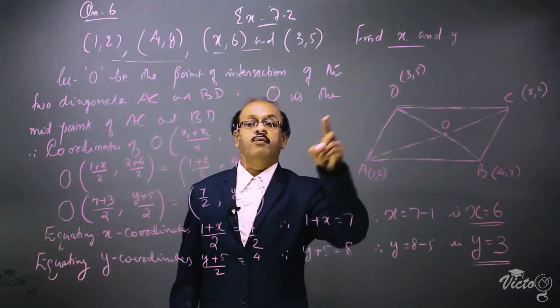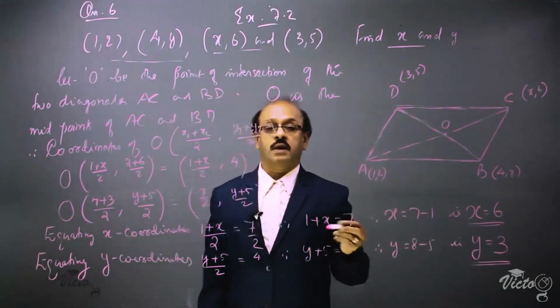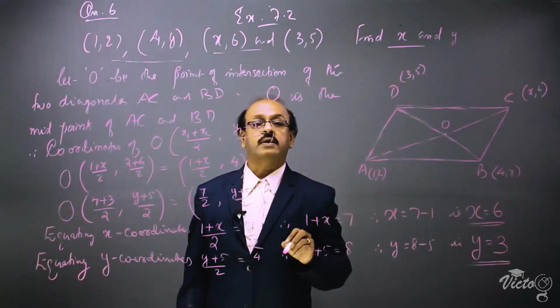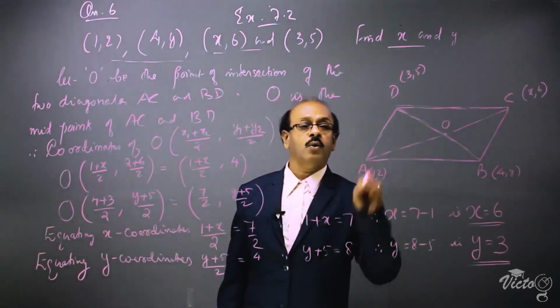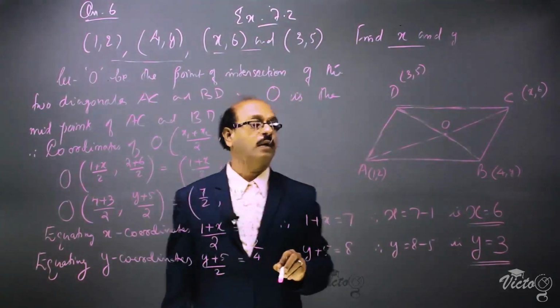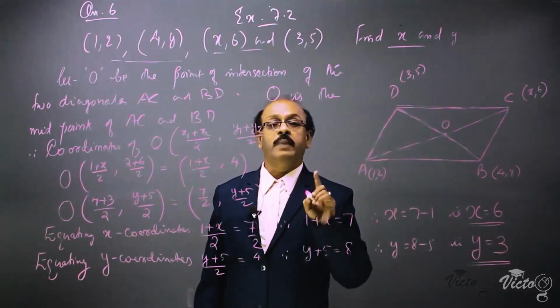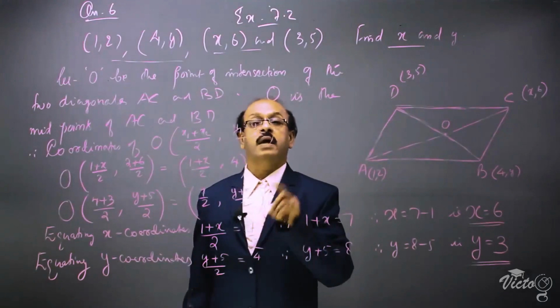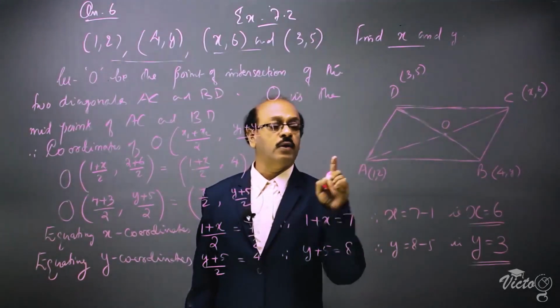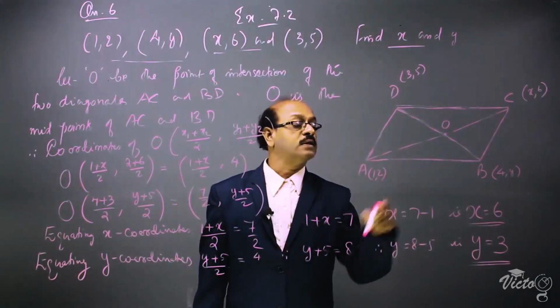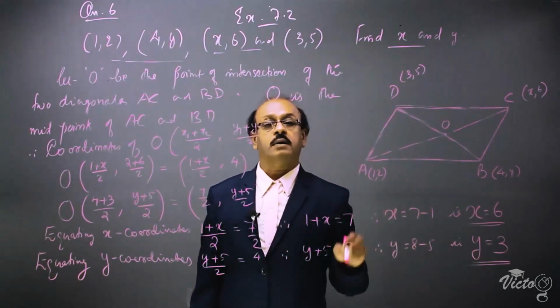All four vertices' coordinates are given. From that we are finding the point of intersection of the two diagonals. We are taking O as the point of intersection of the two diagonals, and O is the midpoint of AC and O is the midpoint of BD also. Finding the coordinates and equating the x coordinates, we will get the value of x, and equating the y coordinates, we will get the value of y. x is equal to 6 and y is equal to 3 are the two values.